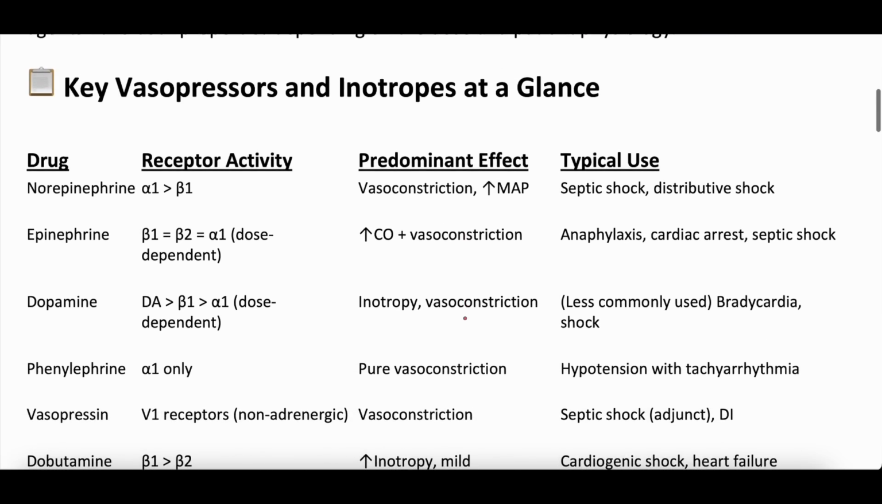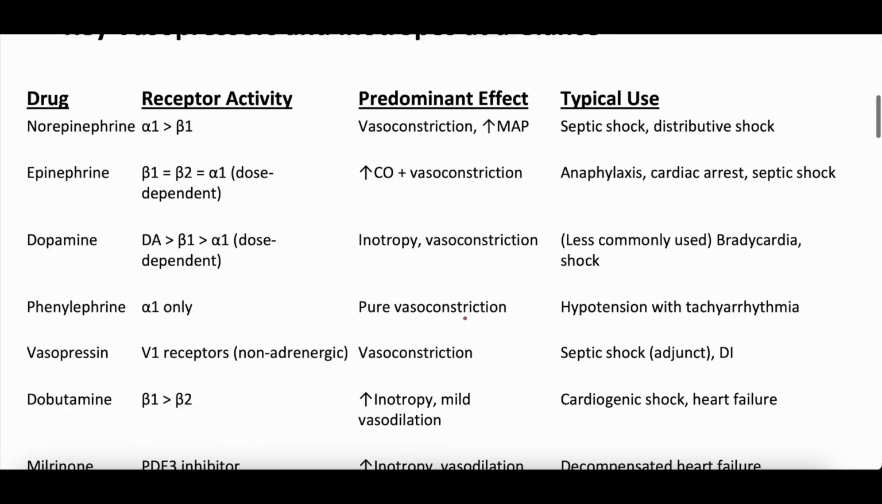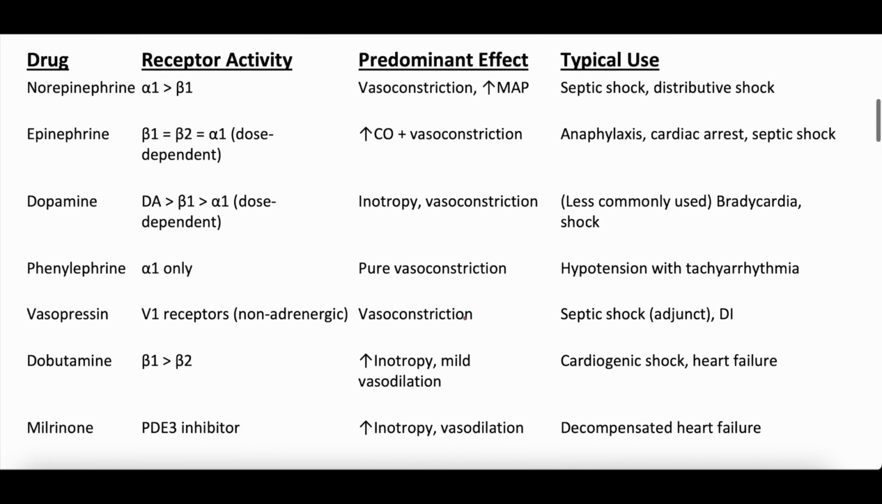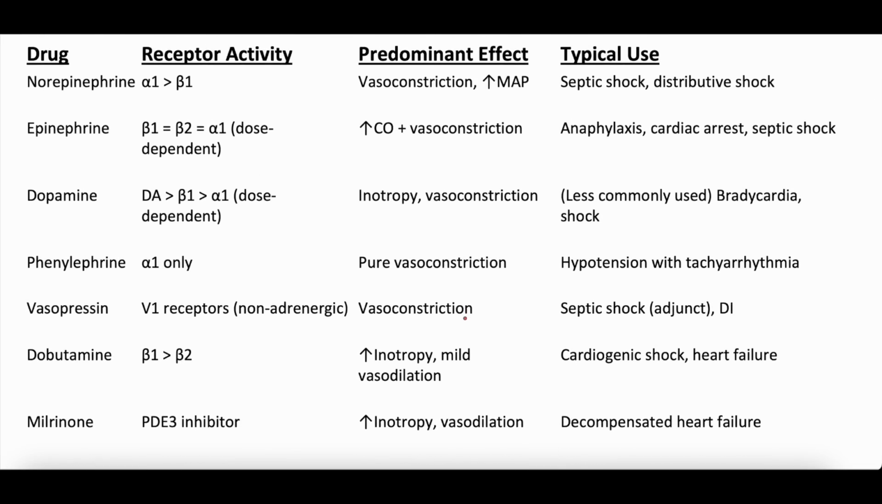So this is going to be a table that has kind of that classic setup of vasopressors and inotropes, and I'm going to talk about each one. We have drug, we then have receptor activity, predominant effect, and typical use. And we'll be reinforcing this because we're going to talk about each one in more detail. So norepinephrine, also known as Levophed, this is our workhorse of vasopressors, right?